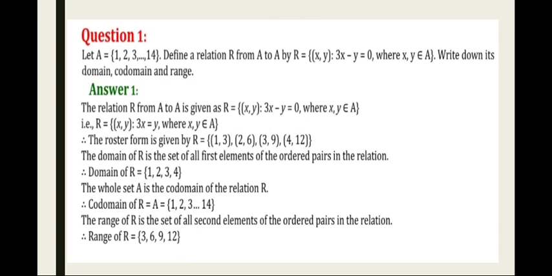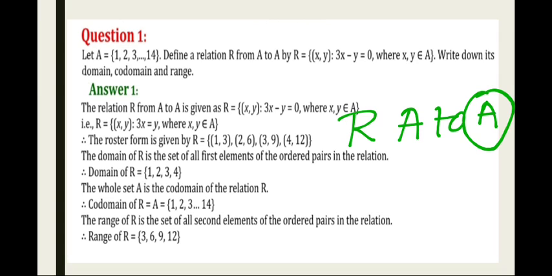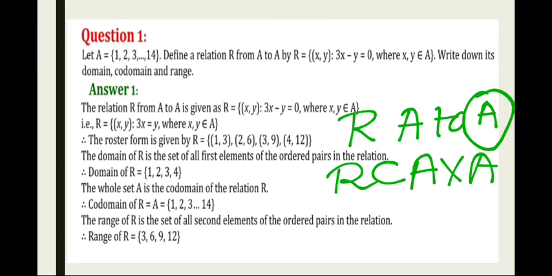Now, codomain. R is the relation from A to A, right. I told you the second set is considered as the codomain, where the image of each element goes. This R is the relation from A to A, meaning from the definition R is a subset of A cross A. This second set is considered as the codomain. So, the codomain will be set A.